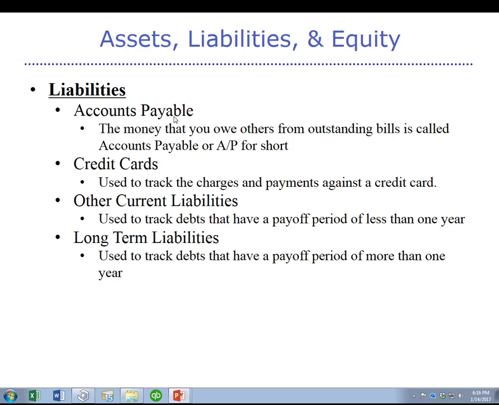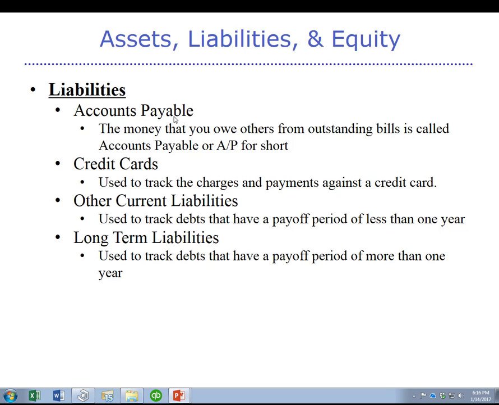And then we have an other current liabilities account that is used to track the debts that have a payoff period of less than 1 year. So if I borrow money from somebody and I'm supposed to pay it back within 1 year, I would use the other current liabilities account. Long-term liabilities is another category, and that's used to track debts that have a payoff period of more than 1 year. So if I go borrow money from the bank and it has a 30-year life, that is a long-term liability because it's more than 1 year.